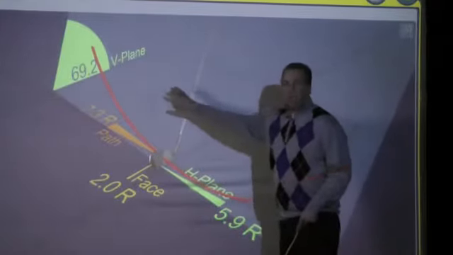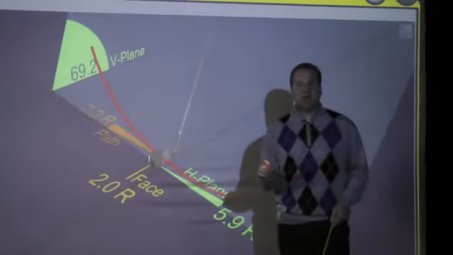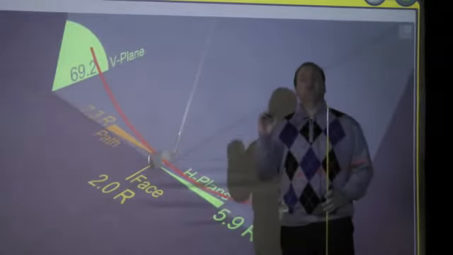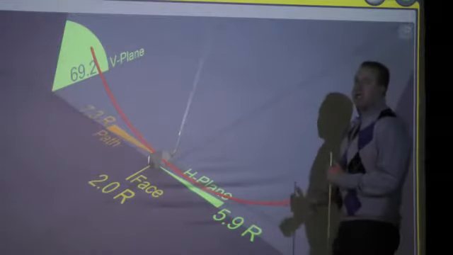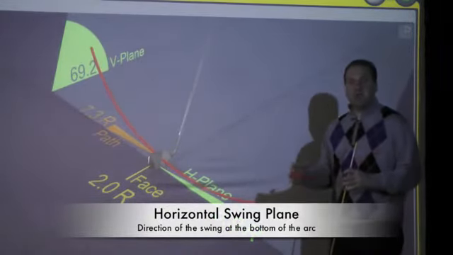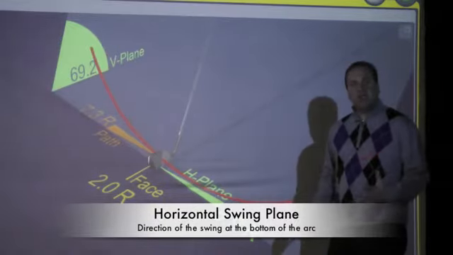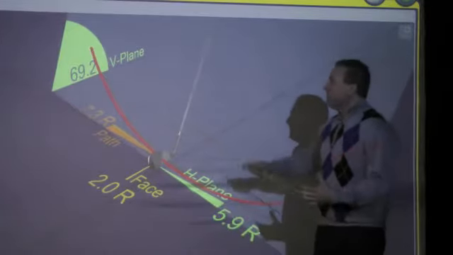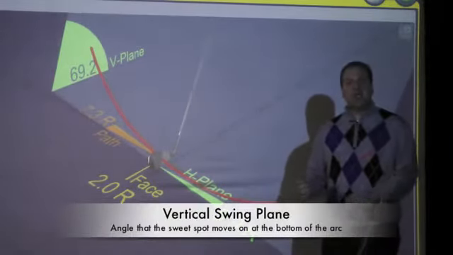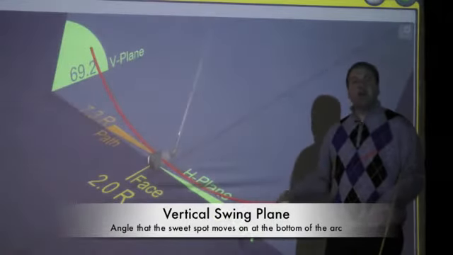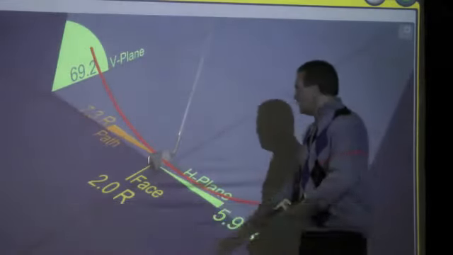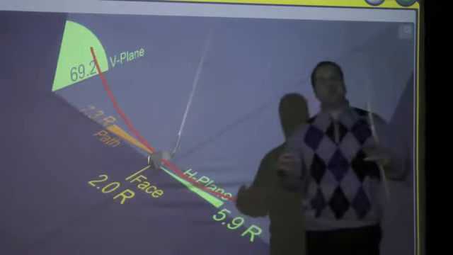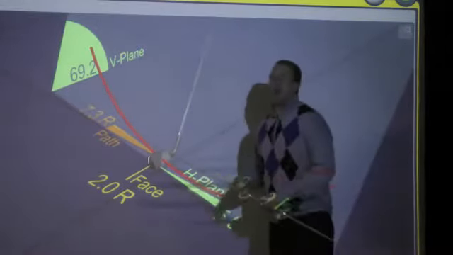H-plane and V-plane are two very important numbers, and numbers that are easily correlatable to the K-Vest data. H-plane stands for horizontal swing plane. Horizontal swing plane is the direction of the swing at the bottom of the arc. V-plane stands for vertical swing plane, the angle that the sweet spot moves on at the bottom of that arc as well. These two numbers, along with angle of attack, are the ingredients which produce the club path.